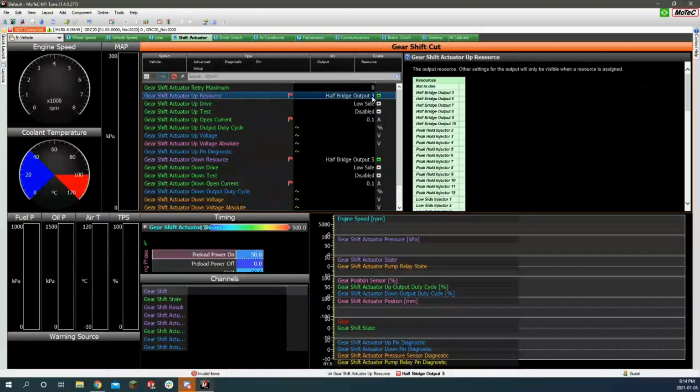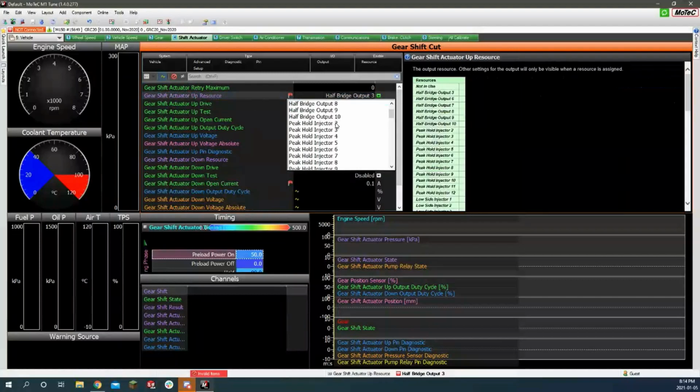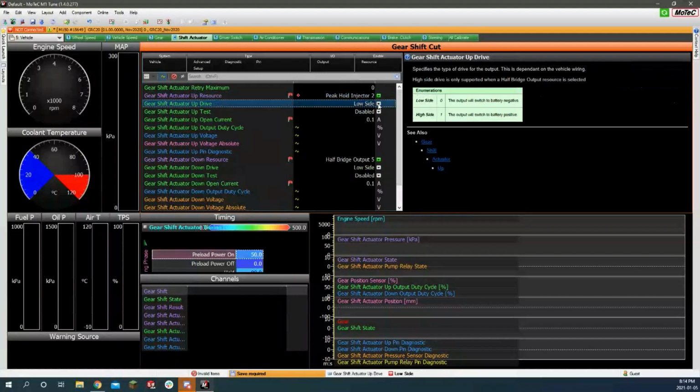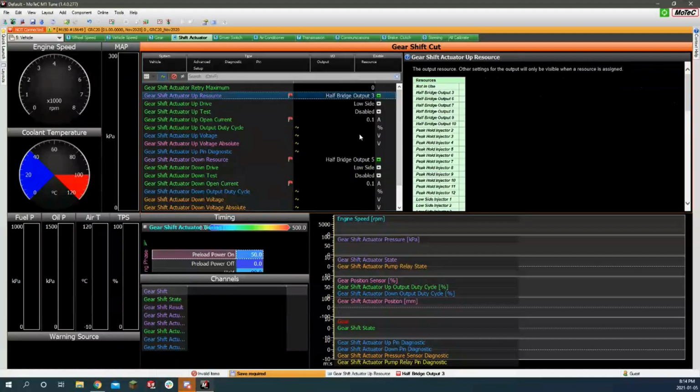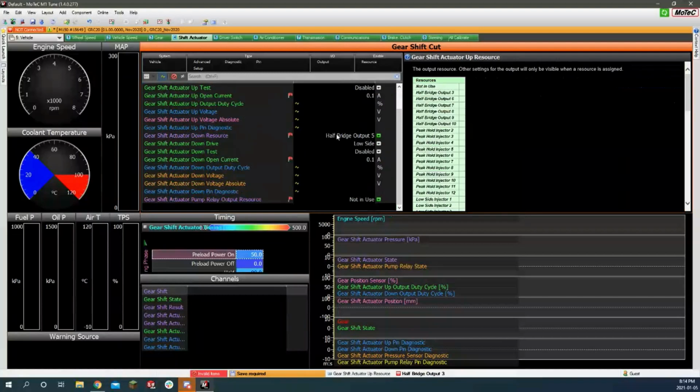The half bridge outputs, I think the point of those is you can do it either high side or low side. If we put it on an injector, it still lets us. Interesting. Anyways, that's how you power the shift up and down. You can have a pump, like an air pump to pump up your air tank to power the shifter. You can do that, but we just have a paintball tank that we leave charged up.